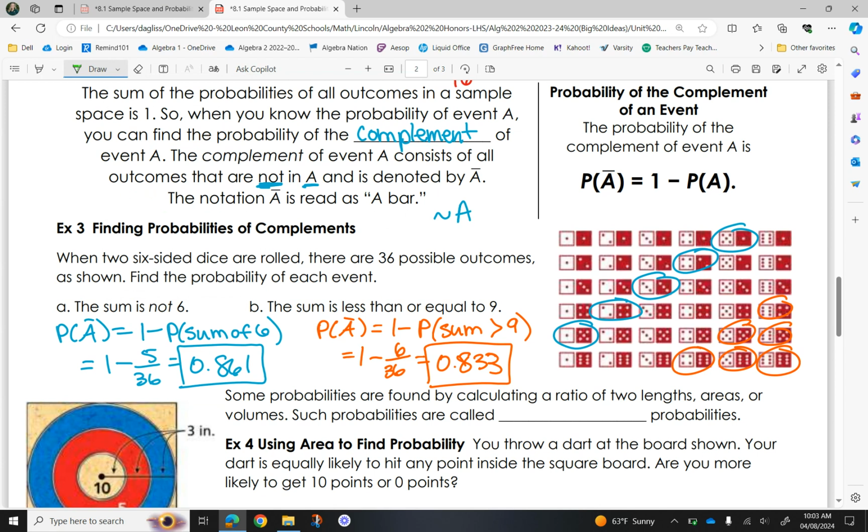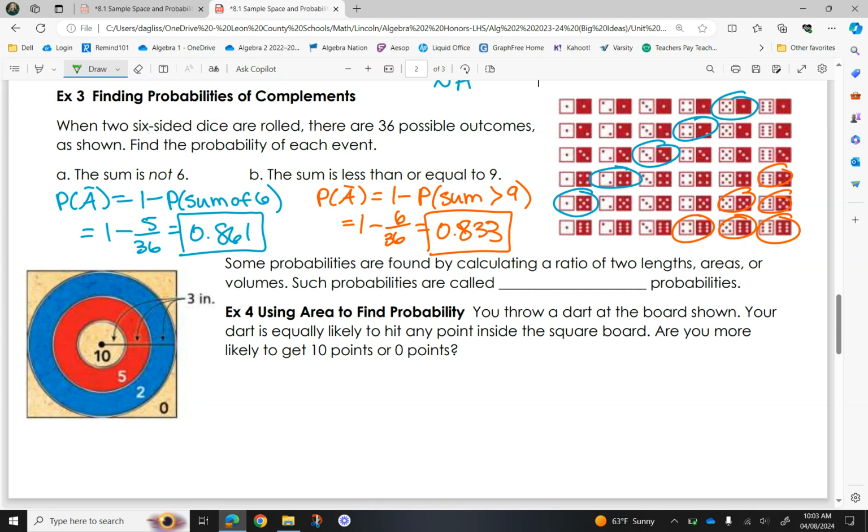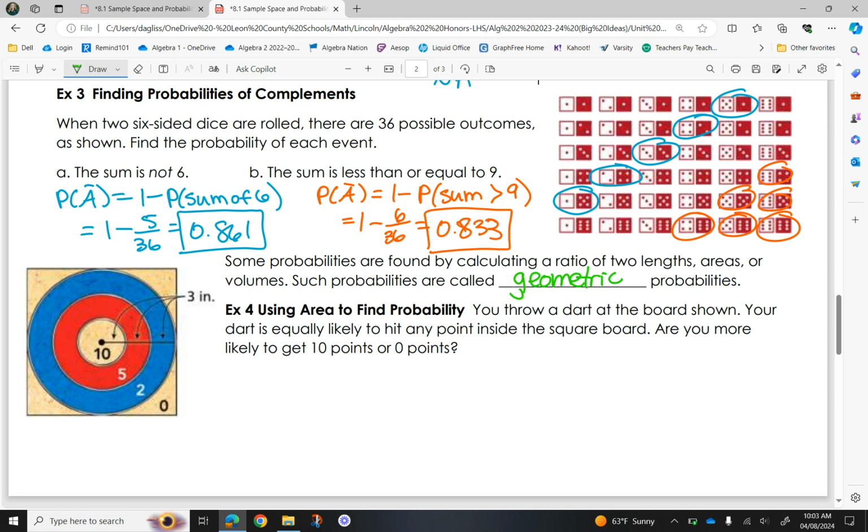Okay, so we have done theoretical. We've talked about complements. Now we're going to do a little throwback Monday action. Some probabilities are found by calculating a ratio of two lengths, areas or volumes. Such probabilities are called geometric probabilities. These are usually like when you're looking at games and points and what are the chances that I can do this. It's all based off of shapes and areas on a board.